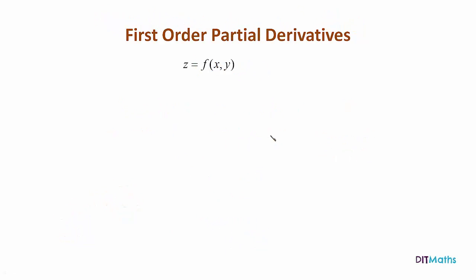In the first video on partial differentiation, we saw that if we had some function z made up of two variables x and y, we could differentiate the function with respect to the first variable by keeping the second variable constant, or we could differentiate the function with respect to the second variable by keeping the first variable constant. Now, these two partial derivatives are themselves functions of x and y, so that means we could differentiate them a second time to give a second order partial derivative.